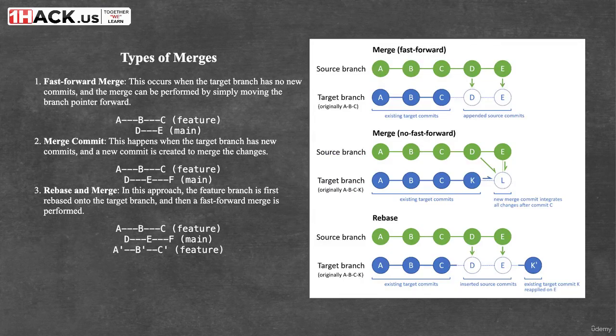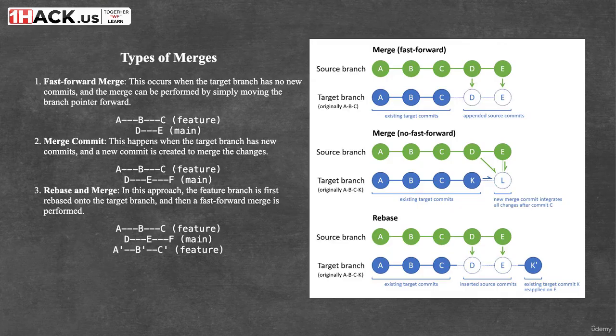Now, let's explore the different types of merges that can occur when combining branches in a Git repository. The first type is the fast-forward merge. This occurs when the target branch has no new commits, and the merge can be performed by simply moving the branch pointer forward. In this case, the commit history remains linear, and no new commit is created.